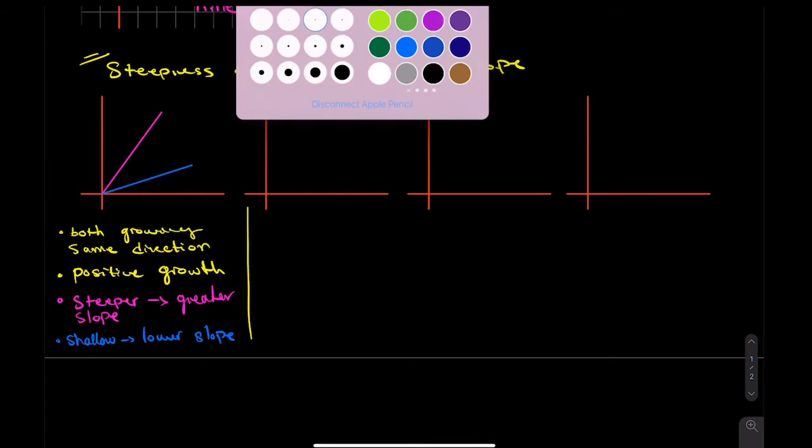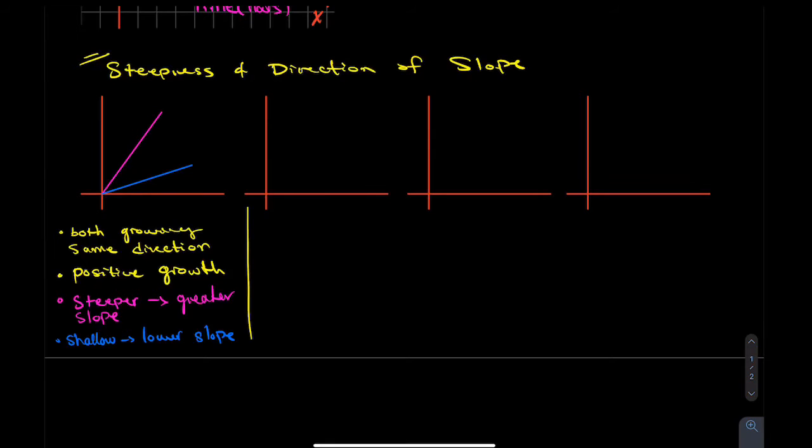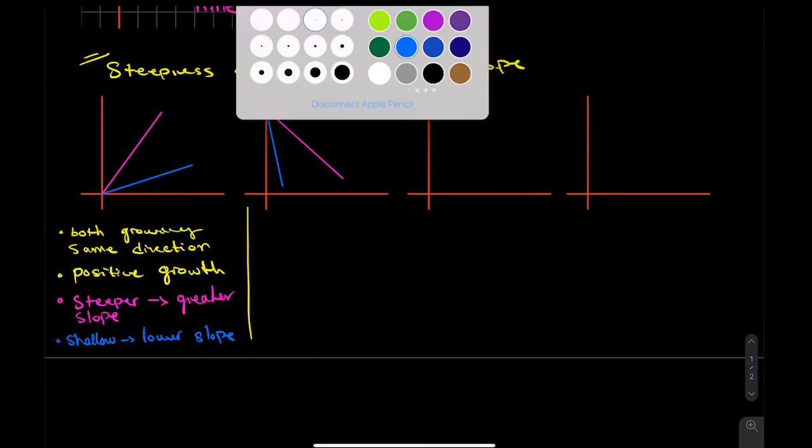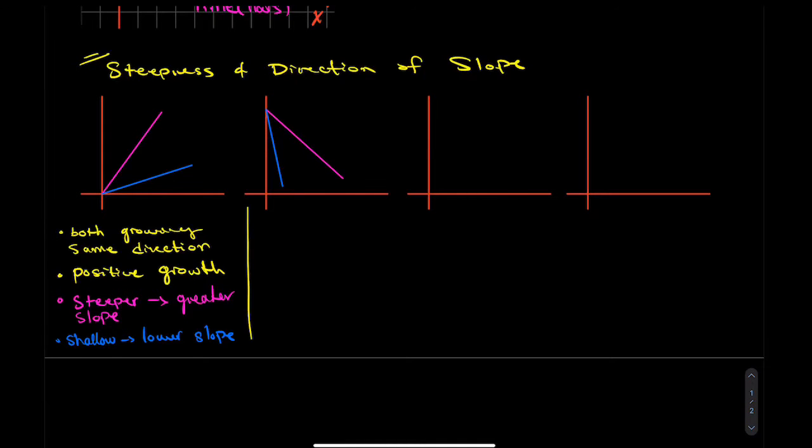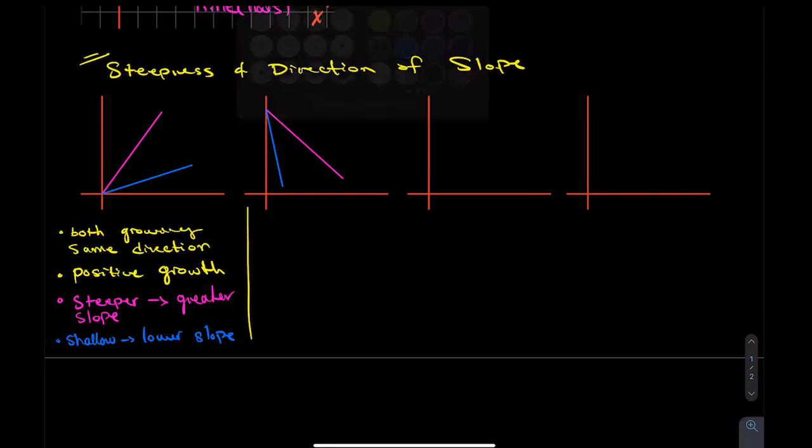So let's look at another one here. Let's say that this graph was going like this, and then we had this one right here. And we can compare this again. Let's say that this axis represents years, and this axis represents student debt. Okay. So what do they both have in common?